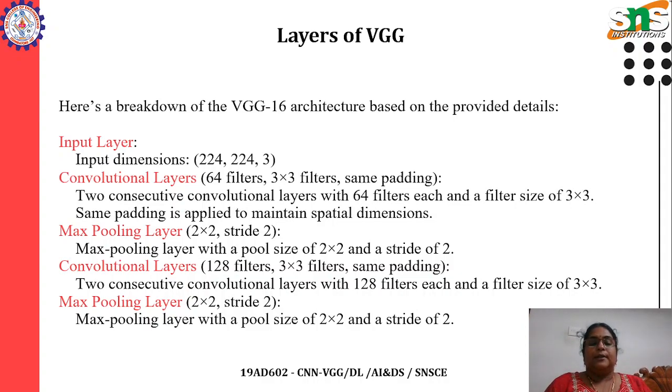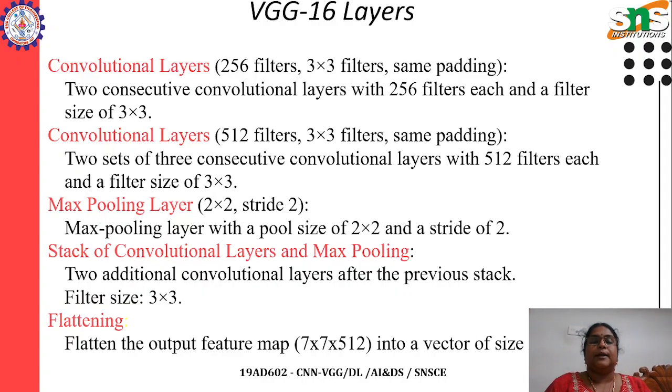The next convolutional layer has 128 filters. We have 3 convolution layers, right? So the second one has 128 filters, 3 into 3. Two consecutive convolution layers with 128 filters. Then max pooling. As we have already discussed the structure and operation of max pooling in the AlexNet architecture, the max pooling layer has pool size 2 into 2 with strides 2.